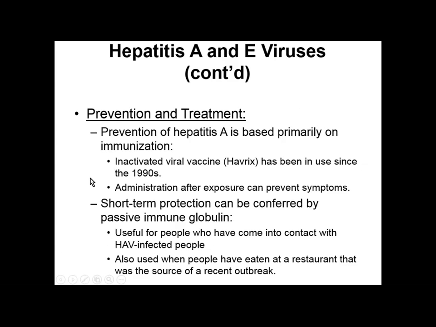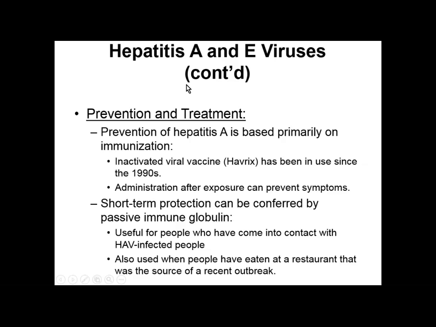Prevention of hepatitis A is based primarily on the hepatitis A immunization. This inactivated viral vaccine has been in use since the mid-1990s. This vaccine has a high success rate, and administration after exposure can also prevent symptoms.